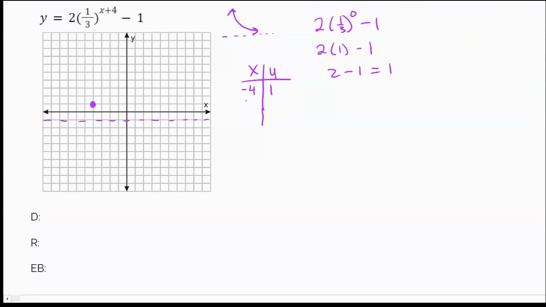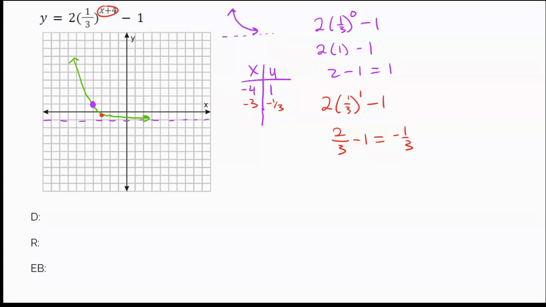Now the second x value I'm going to choose is -3, because that's going to make the exponent equal to 1, which also makes my math fairly easy. So 2 times 1/3 to the power of 1, minus 1. 2 times 1/3 is just 2/3. Minus 1 is just -1/3. So now I have my second point here at (-3, -1/3). I'll have my final graph here kind of looking like this and approaching my asymptote.